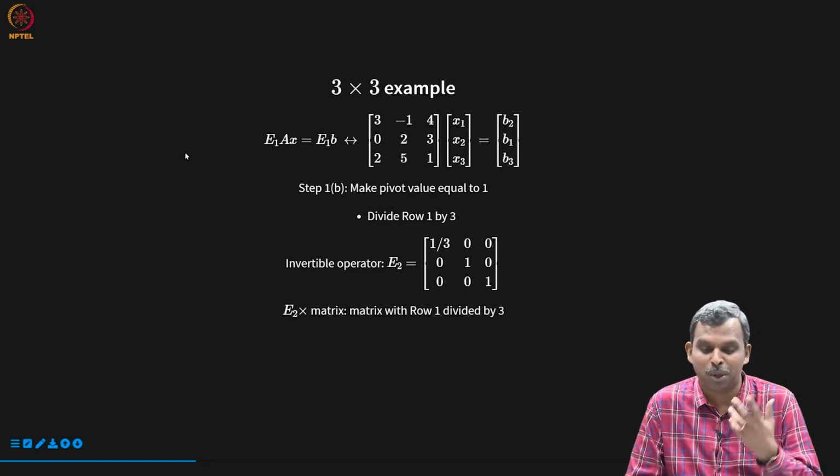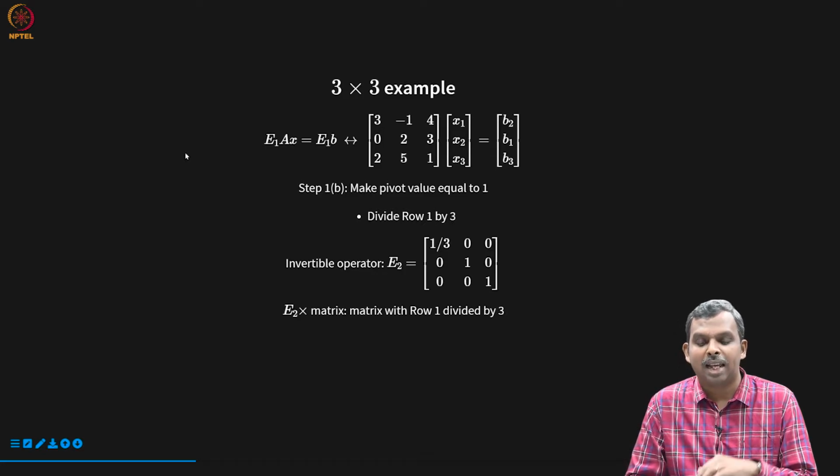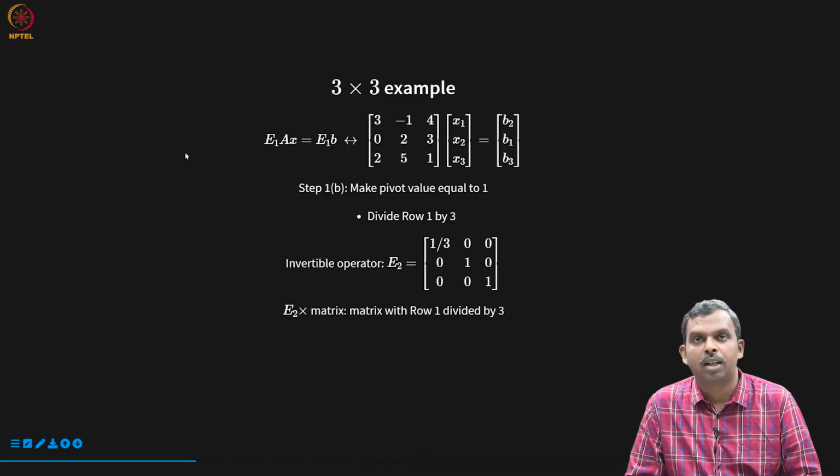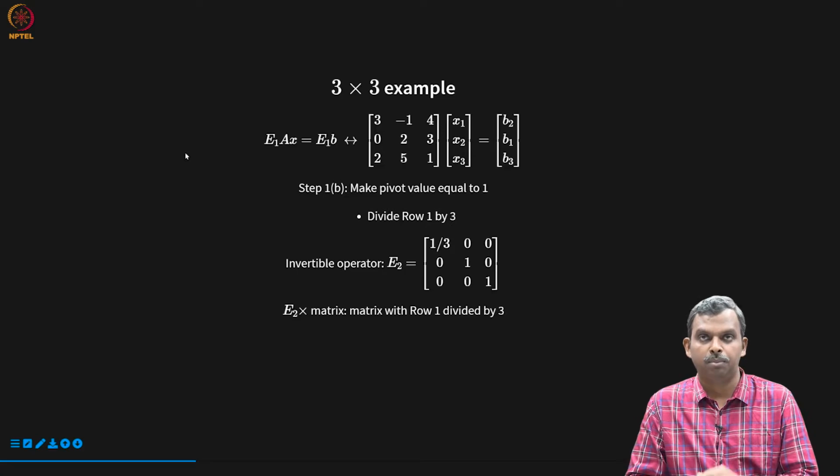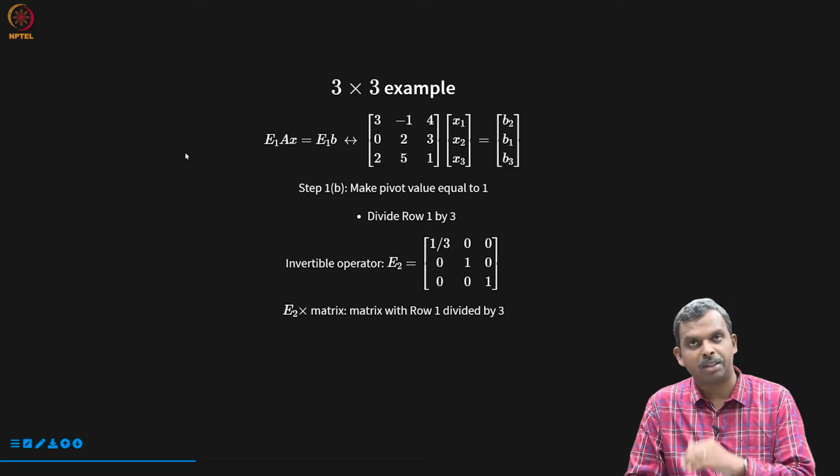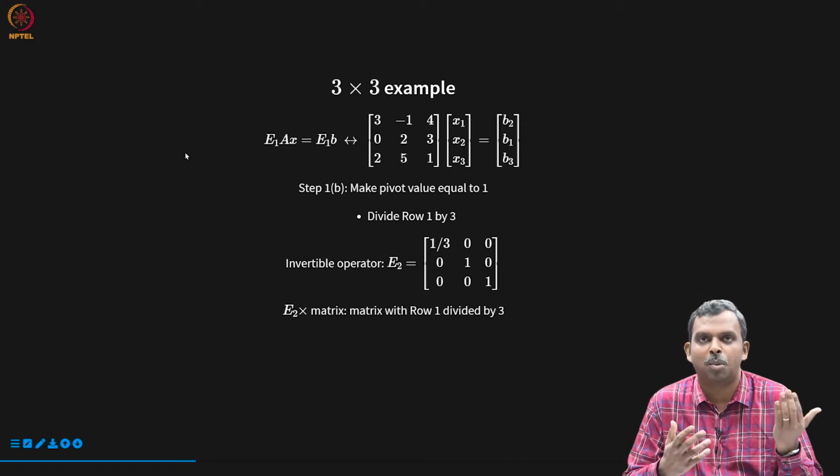Maybe I don't like 3, I want to make it 1. So what do I do for that? I can divide row 1 by 3. Okay, once again that's an invertible operation. Right, you divided row 1 by 3. How do I go back to the original one? You multiply row 1 by 3 again. Right? So you go back to the original one.